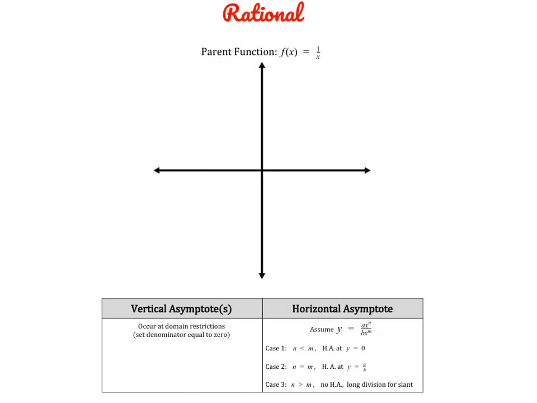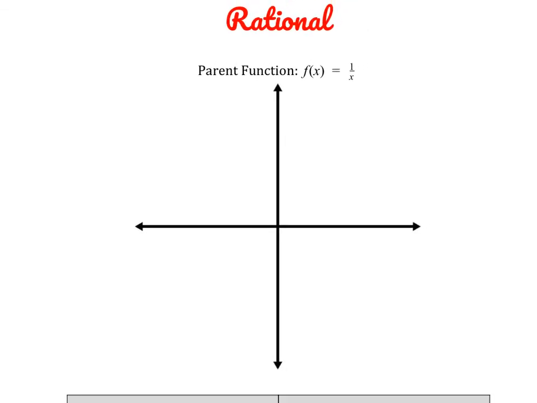Okay, so for a rational function, this one we did spend quite a bit of time on because it's a little bit tricky. So we'll start with the parent function. I can see by looking at my function 1 over x, there's definitely going to be a domain restriction here. It is a fraction, and we know that the denominator can never be 0. So in this function, x cannot be 0, which means we're going to have a vertical asymptote at x equals 0.